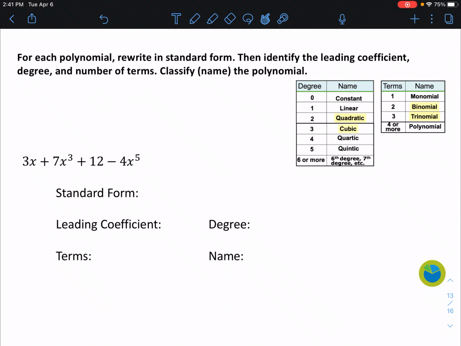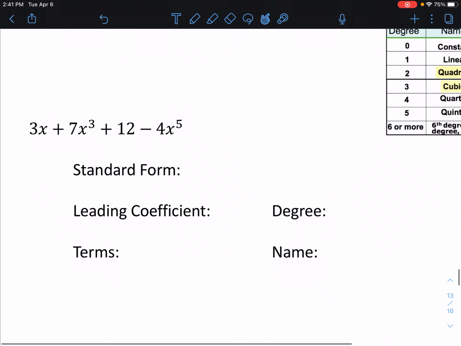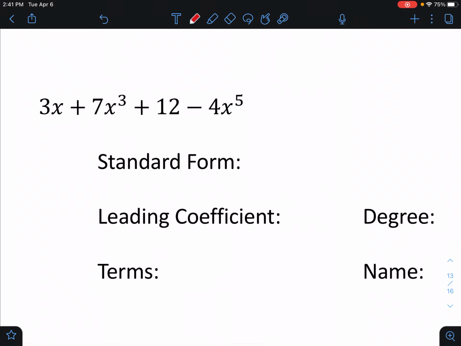Okay, so here we go. It says for each polynomial, rewrite in standard form, then identify the leading coefficient, the degree, and the number of terms. And then finally, name the polynomial. Okay, so standard form. In order to do this, we are going to find the degree of each term. So this would be 1, 3, 0, and 5. Okay, so the biggest one is that last term.